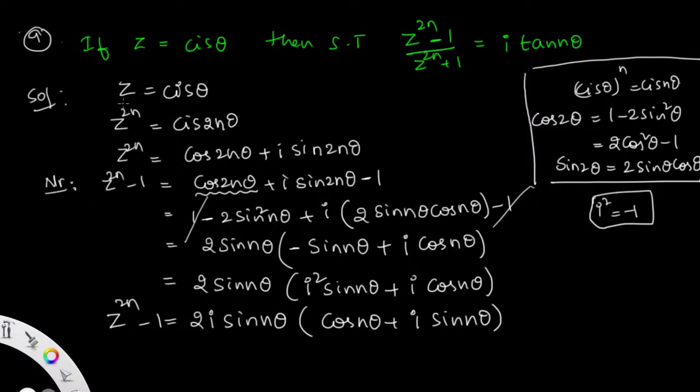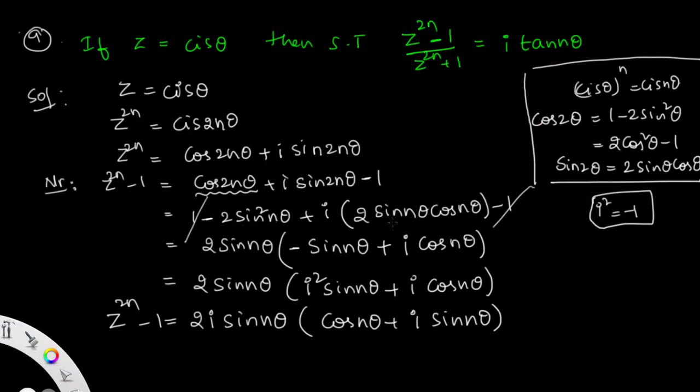What is given? Z equal to cis theta is given. Z power 2n is nothing but cis of 2n theta. Now z power 2n in expanded form is cos 2n theta plus i sin 2n theta. Now the numerator, that is z power 2n minus 1, adding minus 1 on both sides. Cos 2 theta in terms of sine, I write as 1 minus 2 sin square n theta, plus i into sin 2 theta formula, that is 2 sin n theta cos n theta, minus 1. So plus 1 minus 1 get cancelled.